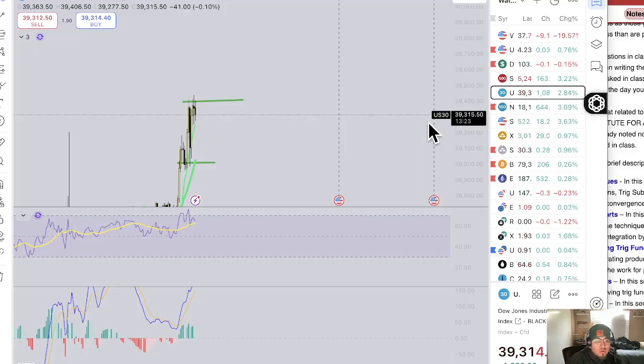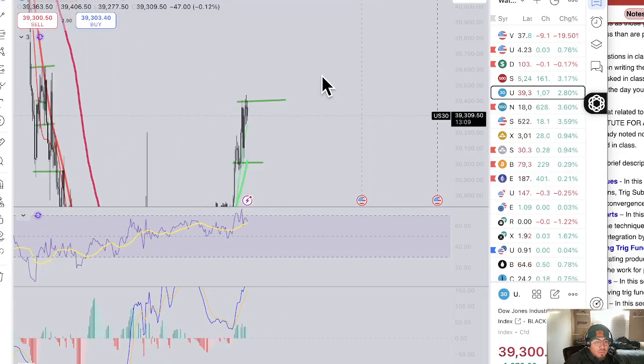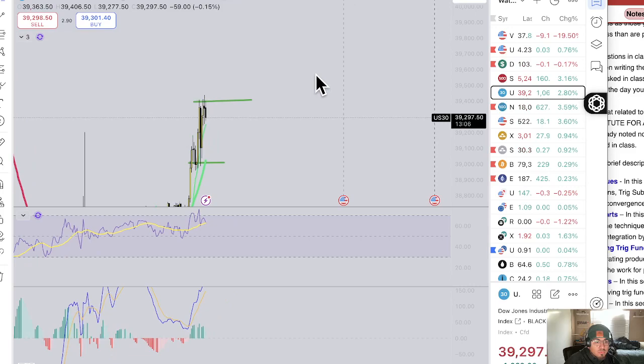We are trading the Dow Jones right now. It is currently 7:31 a.m. Los Angeles time, and we have a downtrend market this morning.